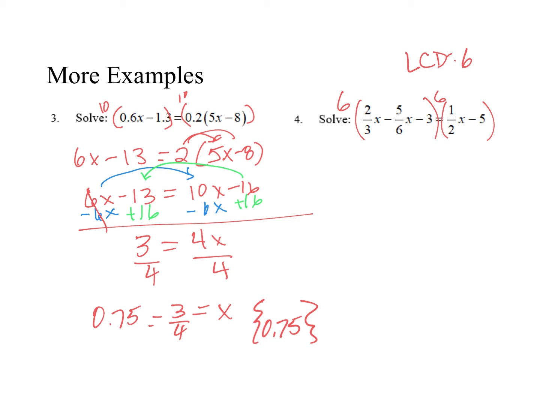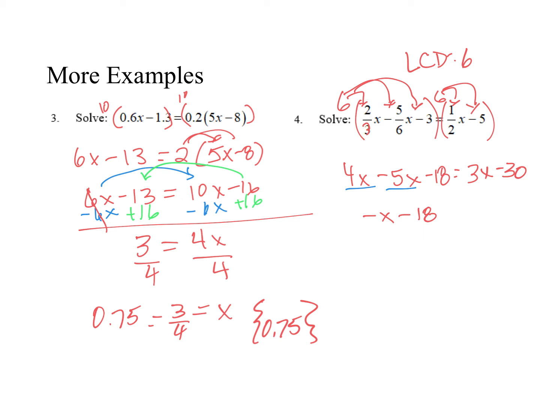6 times 2 is 12 divided by 3 is 4x. 6 times 5 is 30 divided by 6 is 5, so that's 5x. And then 6 times negative 3 is minus 18. 6 times a half is 3, so that's 3x. 6 times 5 is minus 30. And then I'm going to start combining like terms. So I have 4x and minus 5x on this side, so that's going to give me negative x minus 18 equals 3x plus minus 30.